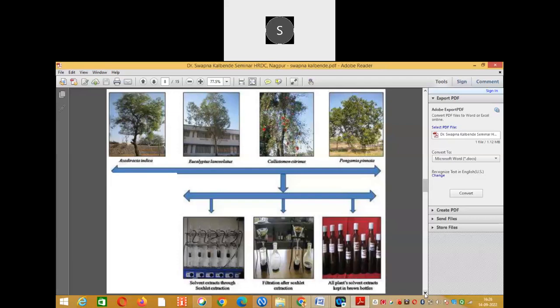After the extraction, extracts were filtered through Whatman filter paper number one. Then all the extracts were evaporated to dryness under reduced pressure at 40 degrees Celsius in the oven. And we can see in the slide, I have preserved these extracts at 5 degrees Celsius in airtight brown glass bottles for further use.